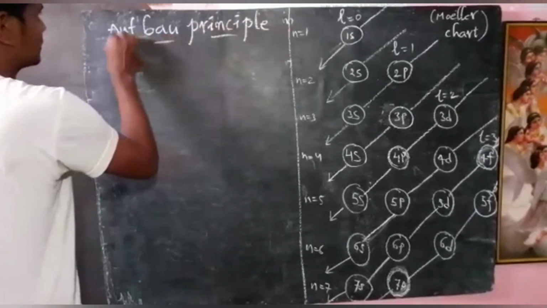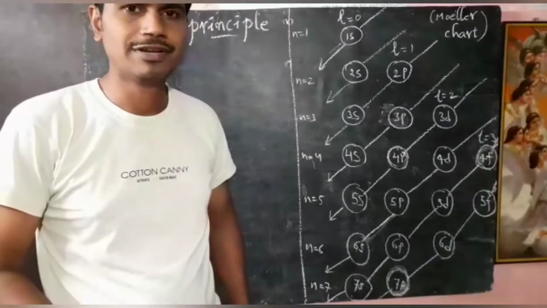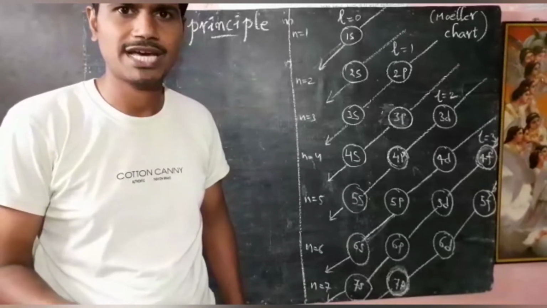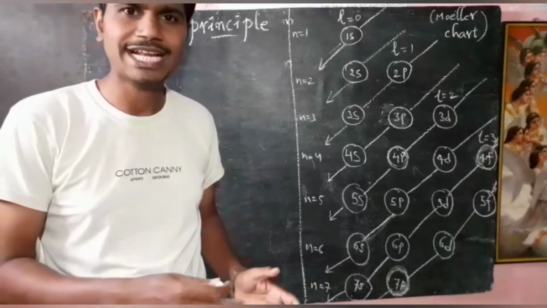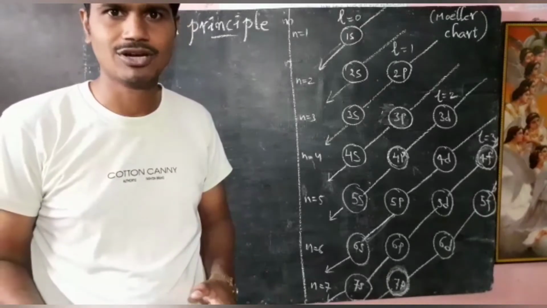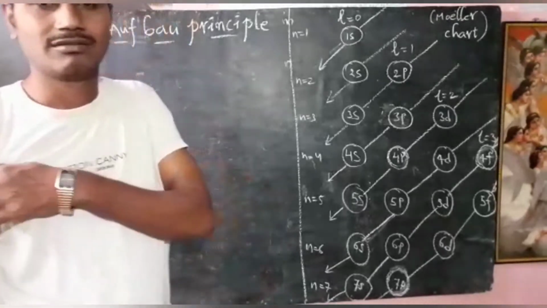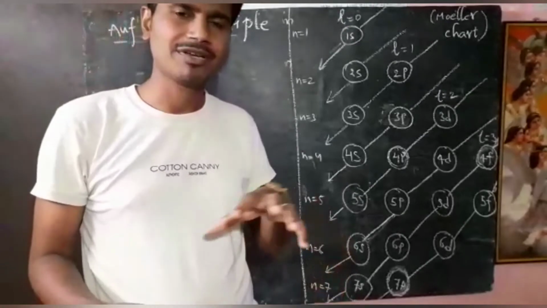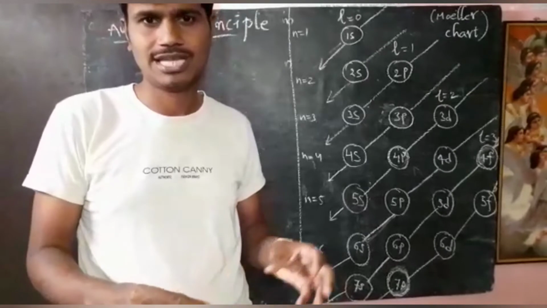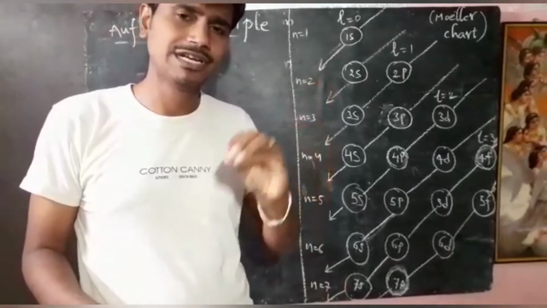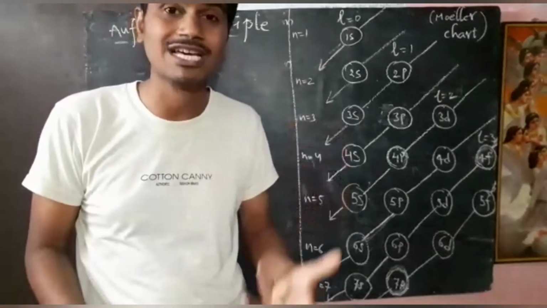Aufbau principle. Already we know electrons are filling in the atomic orbitals. They follow increasing order of their energy level, which means the lowest energetic orbitals are filled first.